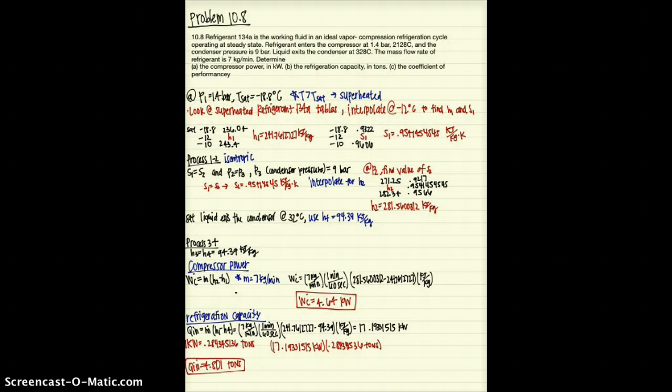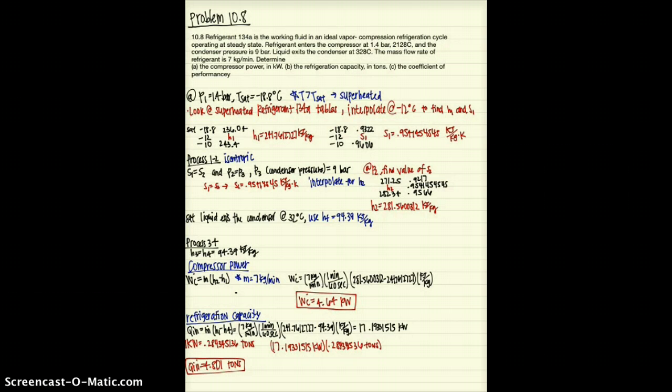At state 1, at the given pressure, the temperature is greater than the saturated temperature, which means this is superheated. We look in the superheated tables for refrigerant 134A and interpolate at negative 12 degrees Celsius to determine H1 and S1. From process 1 to 2, we know that S1 is equal to S2 and P2 is equal to P3. P3 is given as the condenser pressure at 9 bar. We use the value of pressure 2 at 9 bar to find S2. Once we find S2, we can interpolate to find the enthalpy at state 2.